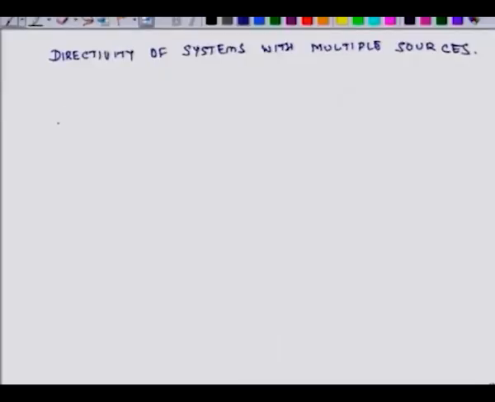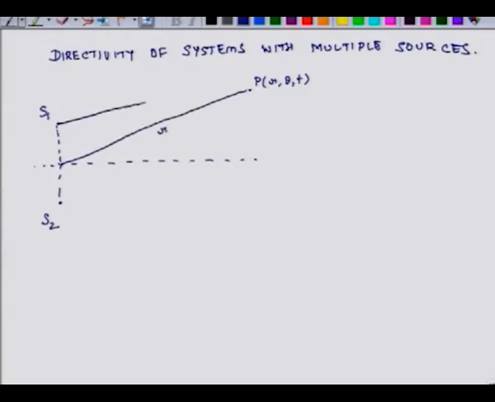So, what we had seen is 2 sources S1 and S2, and we are interested in measuring pressure at point P, and this value is P of r theta t, and this distance is r, this distance is r1, this distance is r2.